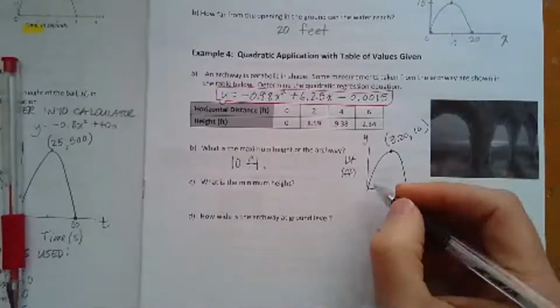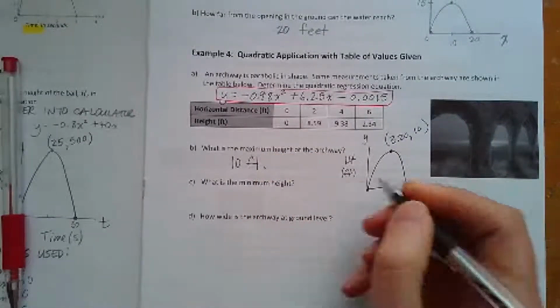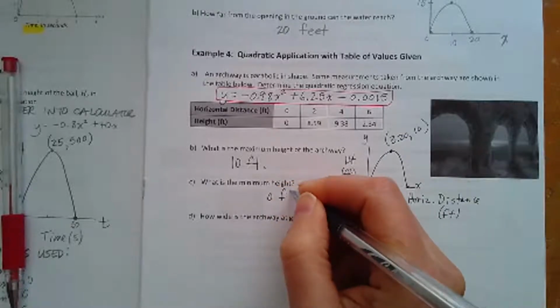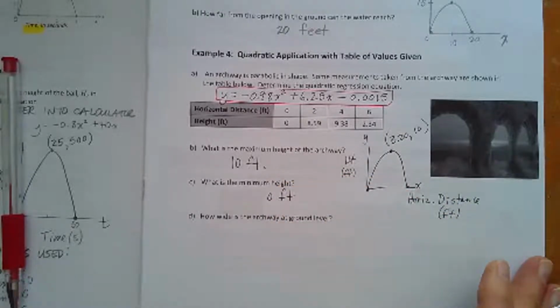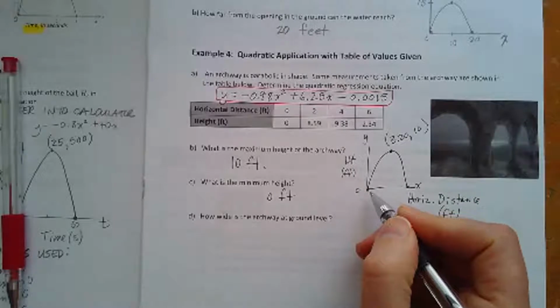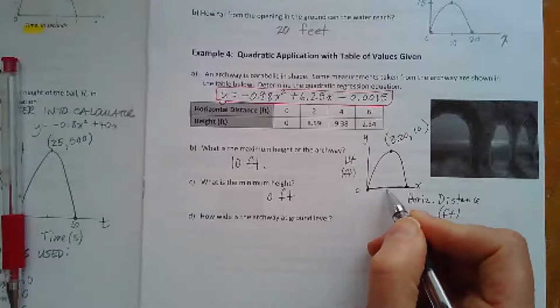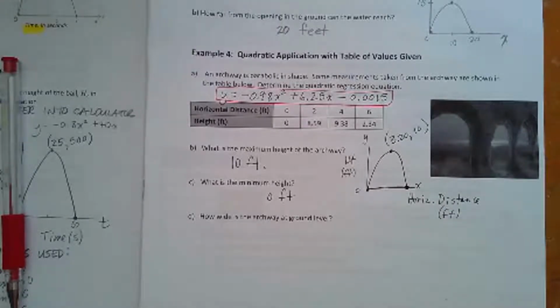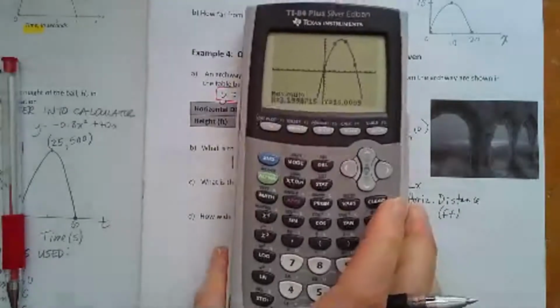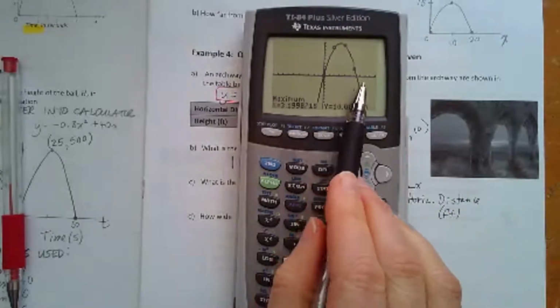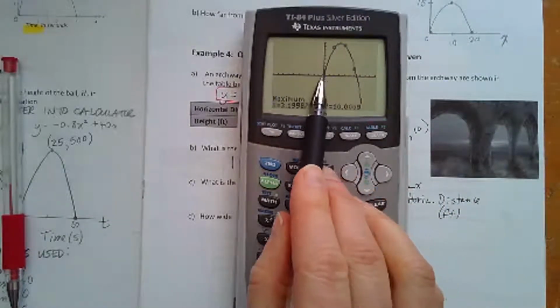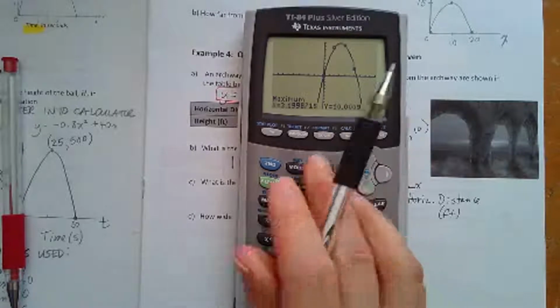What is the minimum height? Well, it's ground level, right? So that's going to be 0 feet. And how wide is the archway at ground level? Well, this is 0 feet. This is ground level. So I'm looking for this width, right? From 0 to here, the other x-intercept. Okay, so I have to find this x-intercept, right? And then that would give me the width of the arch at the ground level.